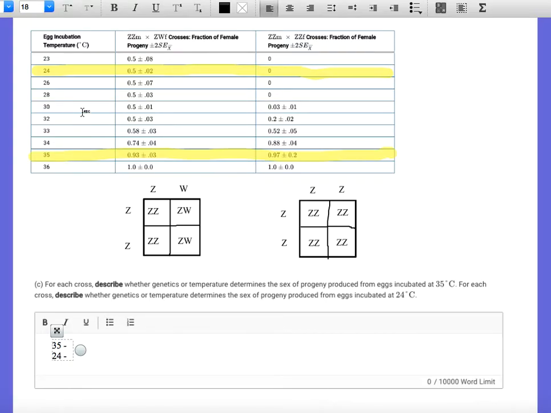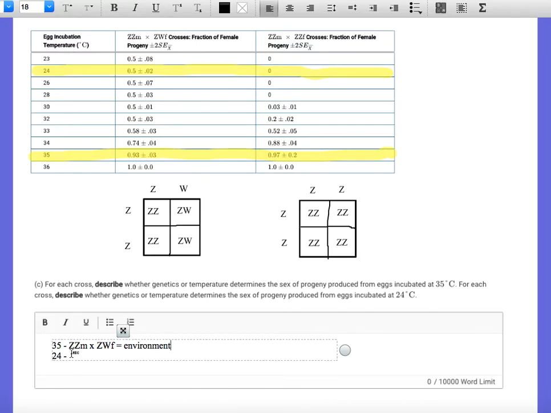So okay, looking at this first cross that I set up here, you would expect this. So at 35 degrees, the ZZ male times ZW female, at 35 degrees, that's environment.